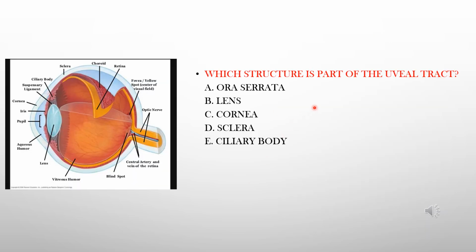Which structure is part of the uveal tract? Okay, let's know the structure of the uveal tract. As we mentioned before, it is formed of the choroid and ciliary body and the iris. So, which structure is part of the uveal tract? Ora serrata, lens, cornea, sclera, ciliary body.